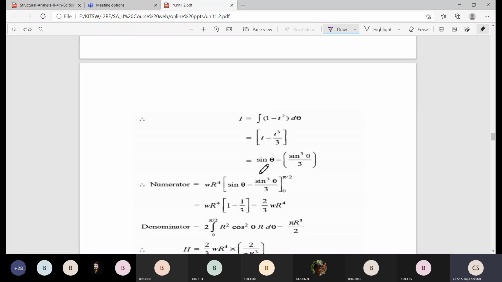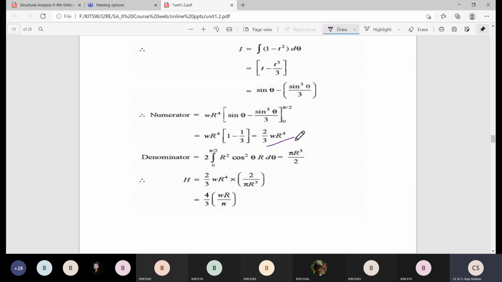Substitute the t value again, t is equal to sin theta. So we get sin cube theta by 3, and apply the boundary values, 0 to pi by 2. Finally, the numerator value is 2 by 3 pi r cube, so we get 2 by 3 W R power 4.